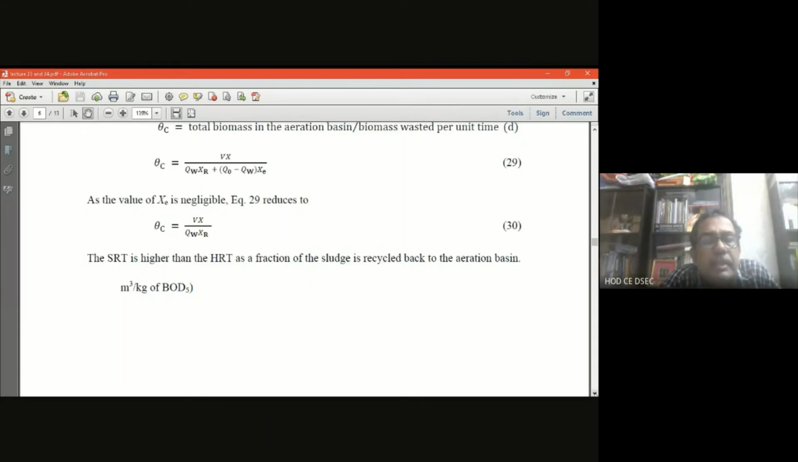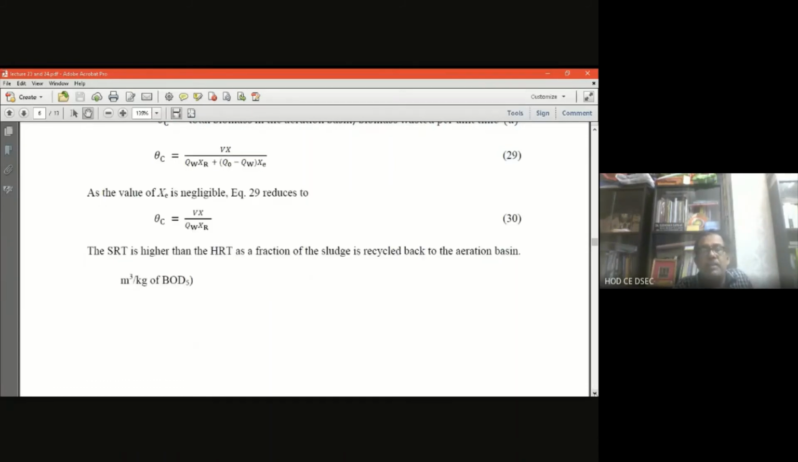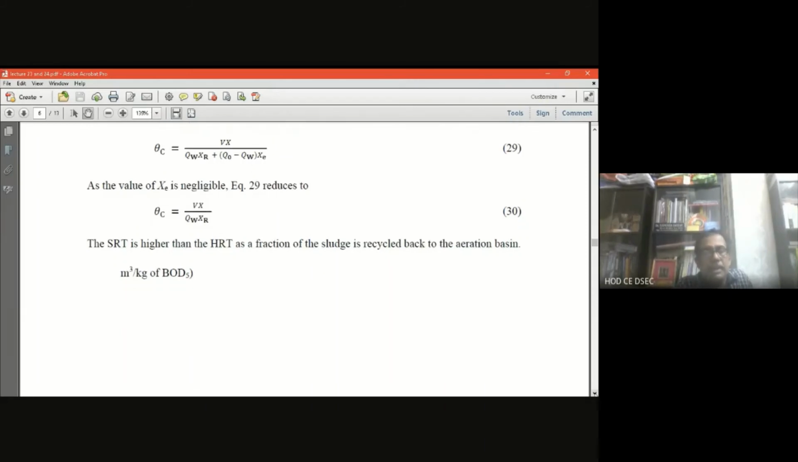Now the SRT is higher than HRT. SRT is higher than the HRT as a fraction of the sludge is recycled back. Why is it higher? Because HRT means it is confined to the reactor, and SRT means it is confined to the sludge. Some portion of the sludge is recycled back to the aeration basin. So the SRT will always be higher than the HRT; the hydraulic retention time is less than the SRT because some fraction of the sludge is always recycled back to the aeration basin.